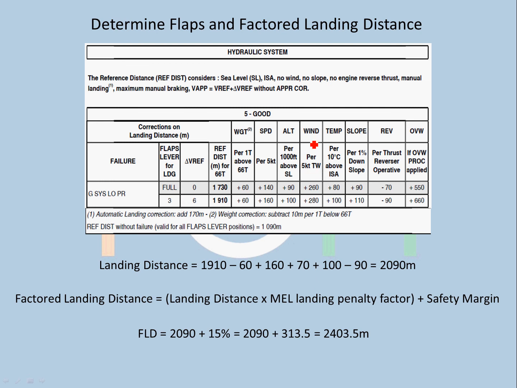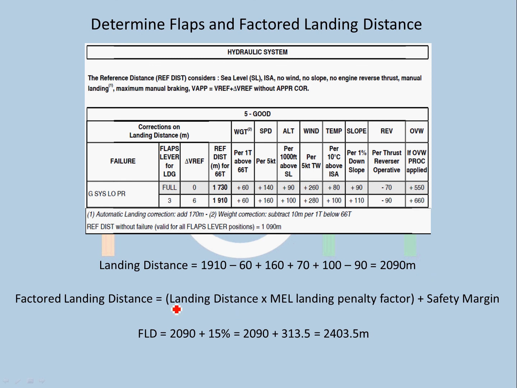There is no tailwind. Wind correction is per 5 knots of tailwind, so there is none. Temperature per 10 degrees above ISA. At 700 feet, the temperature is supposed to be approximately 13 degrees. The temperature given in the weather data was 23, so we add 100 to it. There is no runway slope. With one thrust reverser operative, minus 90, and no overweight procedure is applied. So this comes out to be 2090.